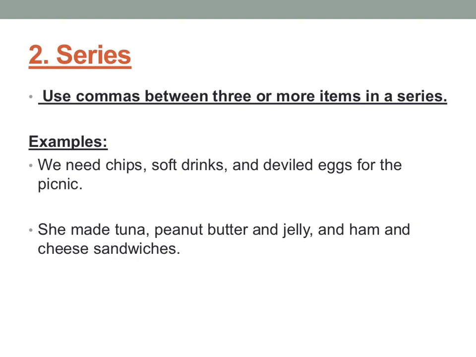The next one is called a series. This is when you use commas between 3 or more items in a series. It's basically a list. So if you have 2 or less, then you don't use commas. So: we need chips, soft drinks, and deviled eggs for the picnic. She made tuna, peanut butter and jelly, and ham and cheese sandwiches.